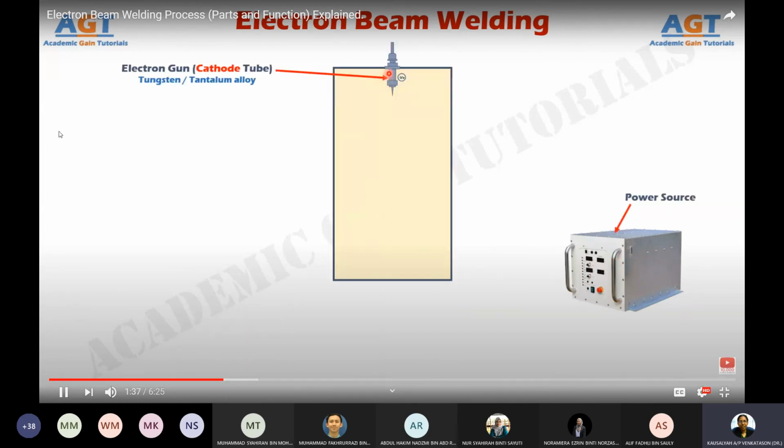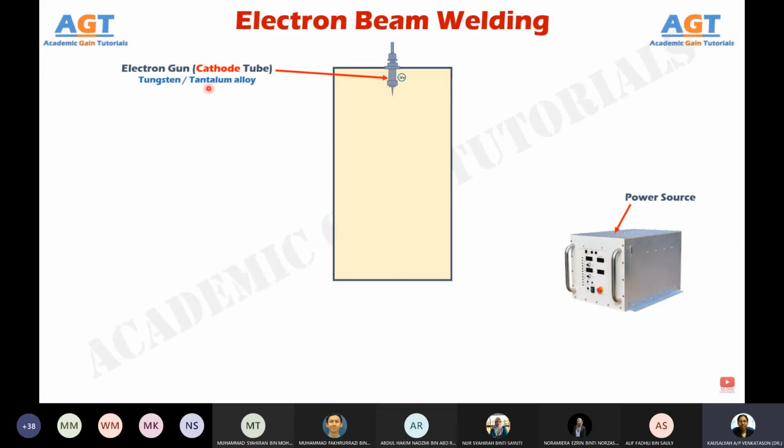The electron generating cathode in the electron gun is mostly made of tungsten or tantalum alloys. Now, when power supply is provided to this negatively charged cathode, the cathode filament is heated and generates electrons. The cathode filament is heated up to 2500 degrees centigrade for continuous emission of electrons.